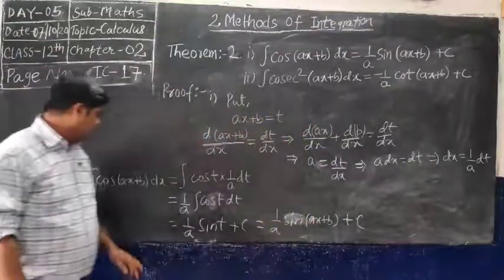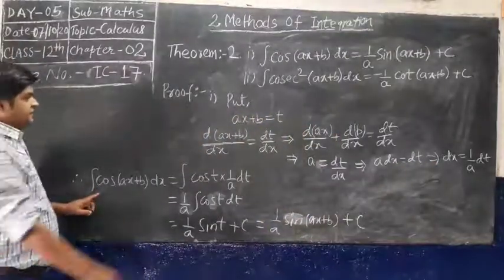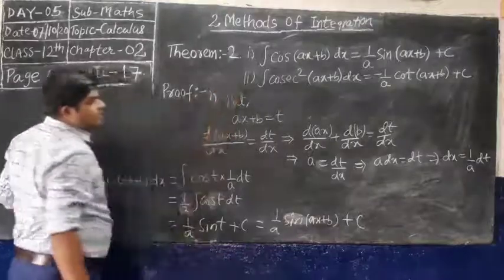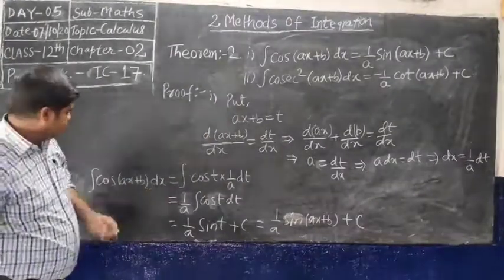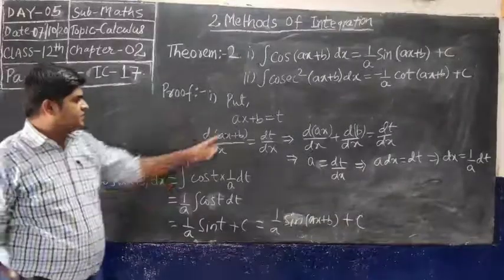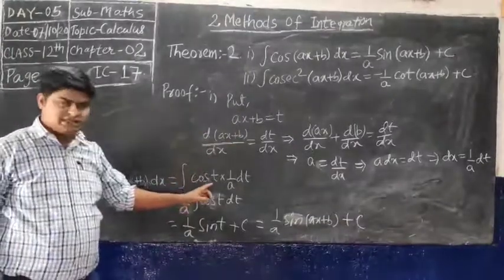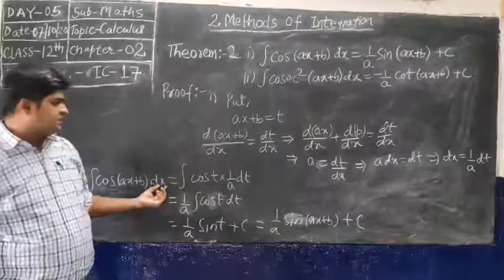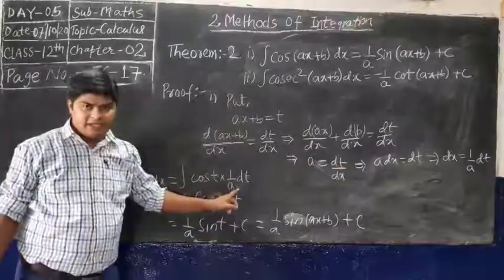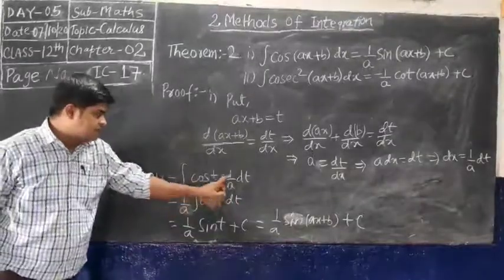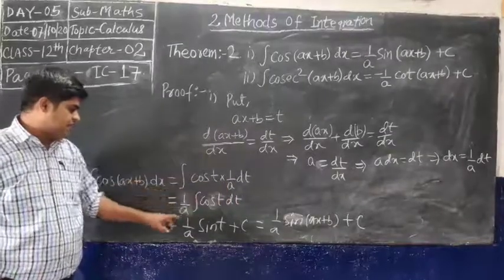Now the left term, integration of cos(ax + b) dx, where ax + b is equal to t. So you will put here cos t into dx, and dx is equal to 1/a dt. 1/a is a constant term, so you will separate 1/a.